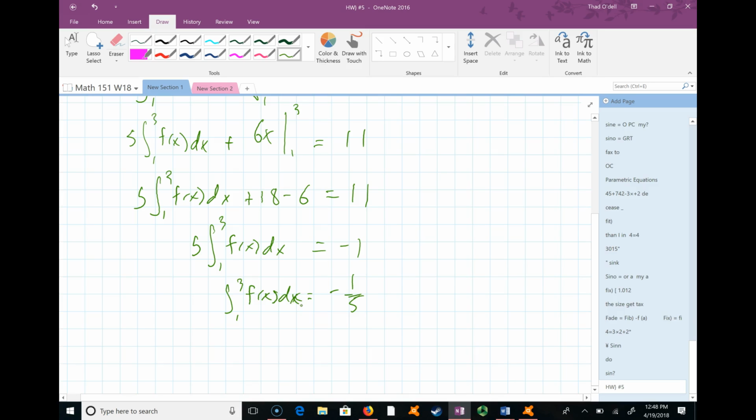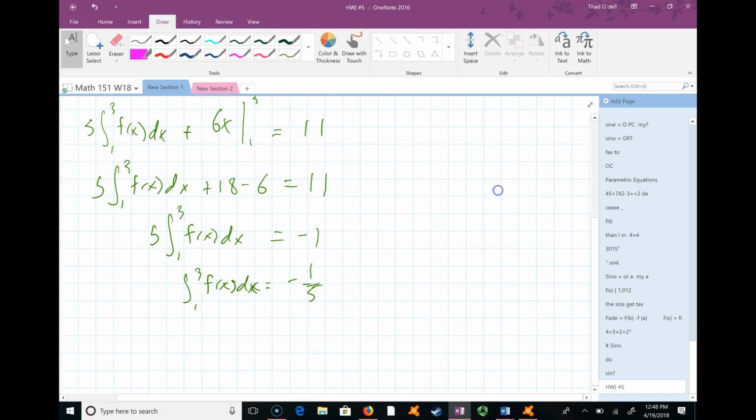And that's actually what I was looking for. But I remember right up there, yep. So that's equal to negative 1/5.